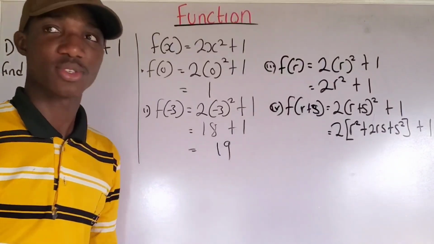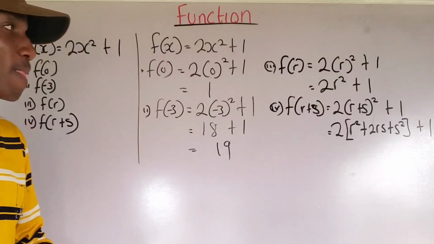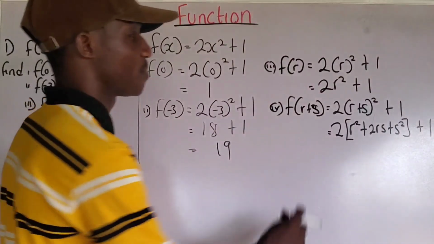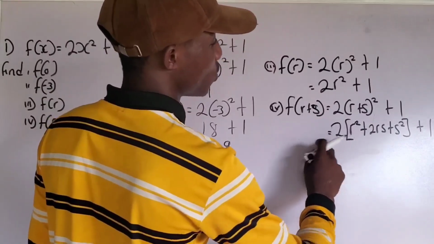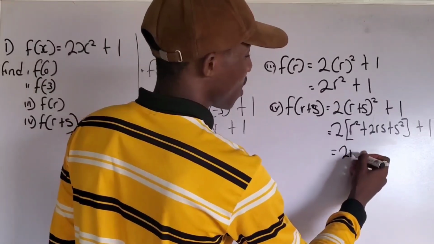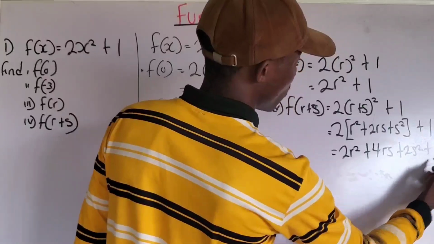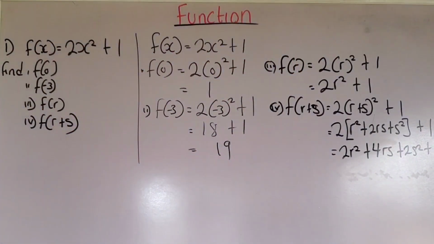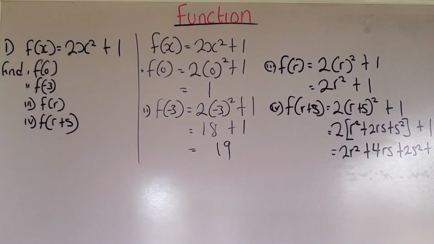The meaning of r plus s squared means r plus s multiplied by r plus s. And if you are part of our class on the expansion, you'll be able to solve the question. So now, having expanded this, you can multiply all the values inside the bracket. So I'm going to have 2r squared plus 4rs plus 2s squared plus 1. So the function f of r plus s is equivalent to this. You can see that that one is a bit simple.